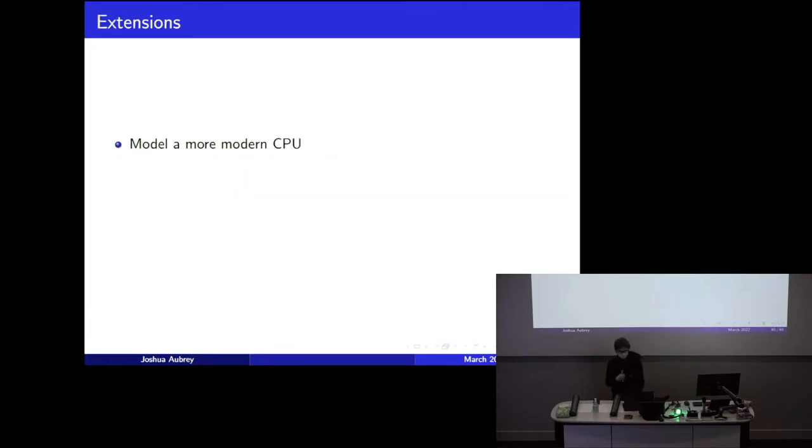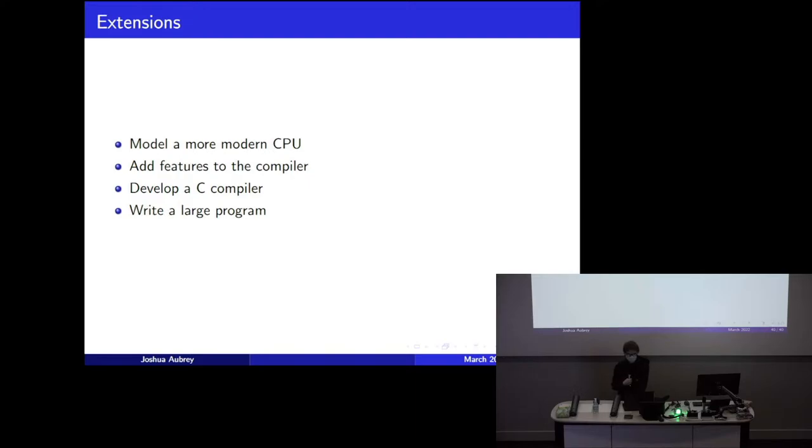And then extensions: the CPU was quite naive and pretty basic, so just make it a bit better. And then the assembler. The assembler is really horrible to use, so I would probably make that a bit better and then make more programs. And that is all of that.